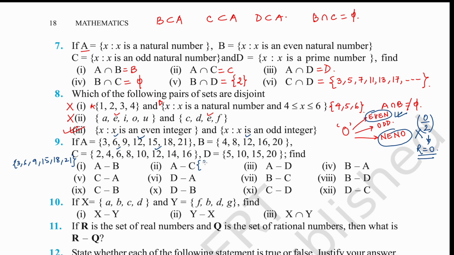So you have 3, 9, 15 and 21, right? Sorry, 15 was common, I guess. No. Only 6 and 12 were common. So you have 15, 18 and 21. 15, 18 and 21 as your answer.